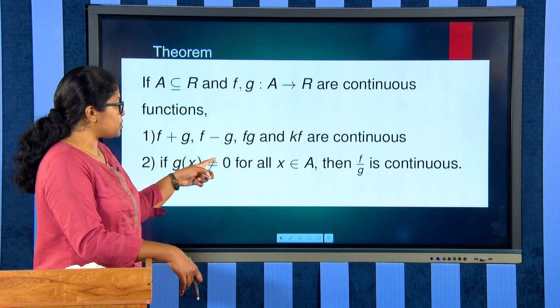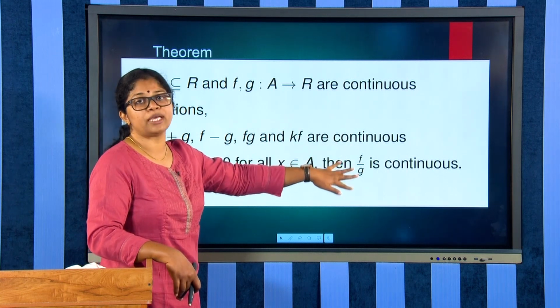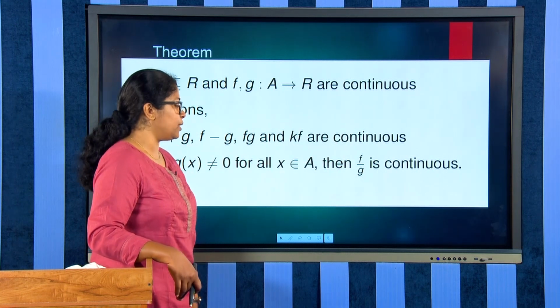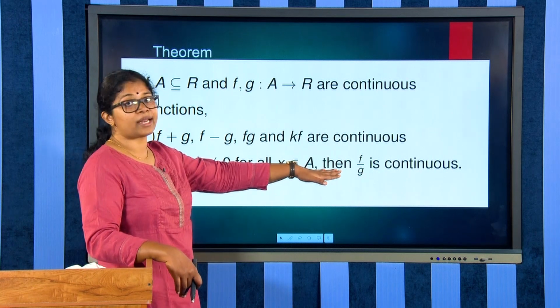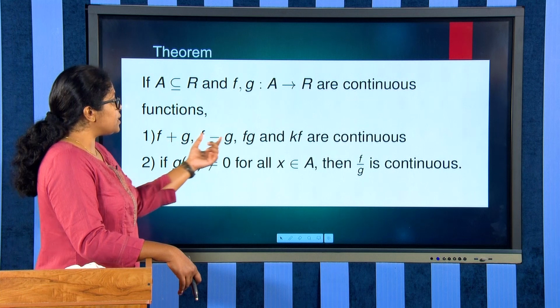If g of x is not equal to 0 for all x belonging to A, then f by g is also continuous. So, this can be applied for rational functions and so on. So, what does this indicate?